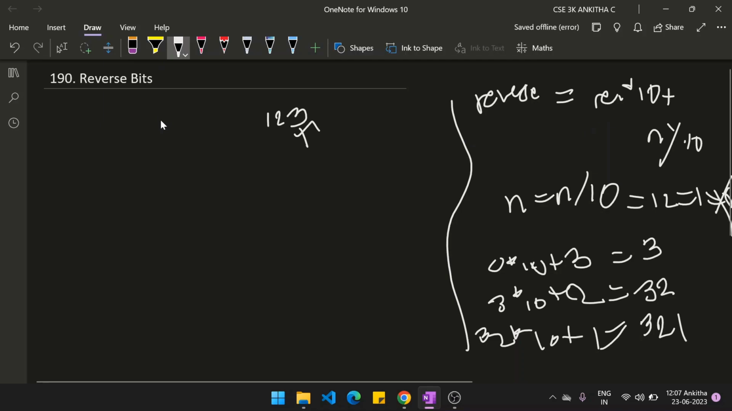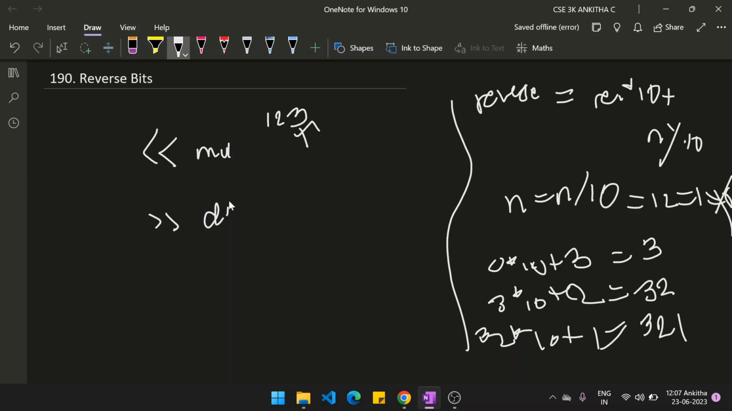The same thing applies for binary also. Instead of 10, we do left shift and right shift. For multiplication, we know that we use the left shift operator, and for division, we use the right shift operator. Left shift means we are shifting the bits by one position to the left, and that gives you multiplication.